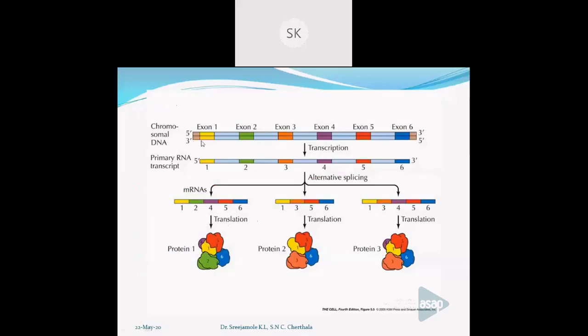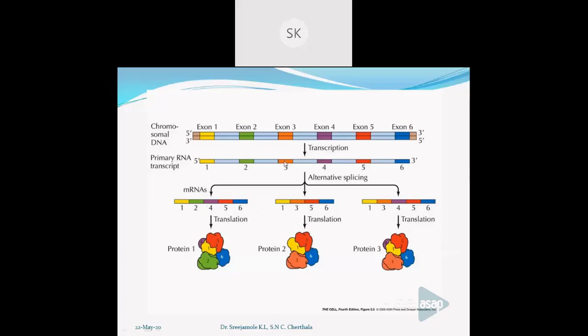Here we can see this is the DNA. The DNA has all these nucleotides, and that is transcribed into the mRNA, forming the primary RNA transcript. This is the pre-mRNA. After alternative splicing, we can see here these are the exons, numbered 1, 2, 3, 4, 5, and 6. So the pre-mRNA has all 6 exons, while in the first set, we can see only 1, 2, 4, 5, 6.